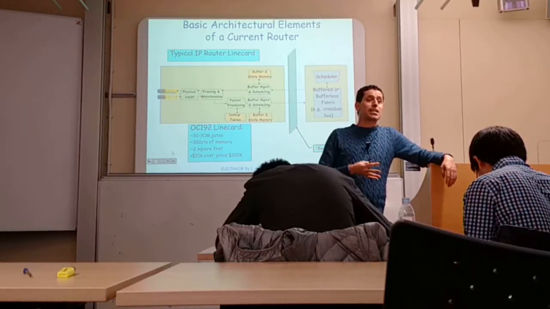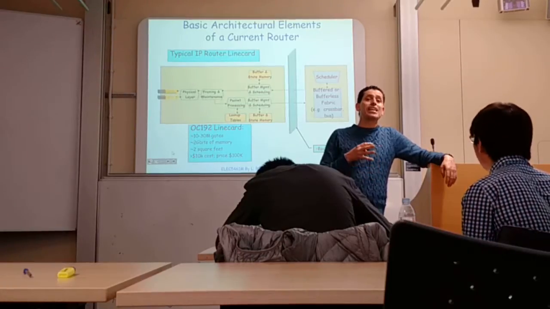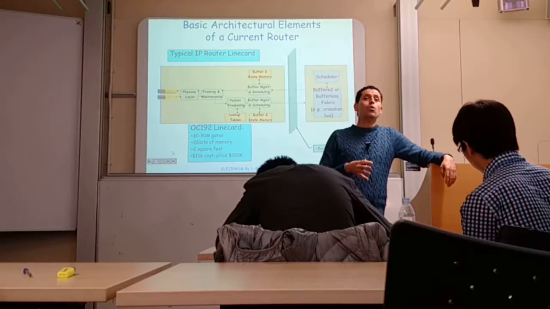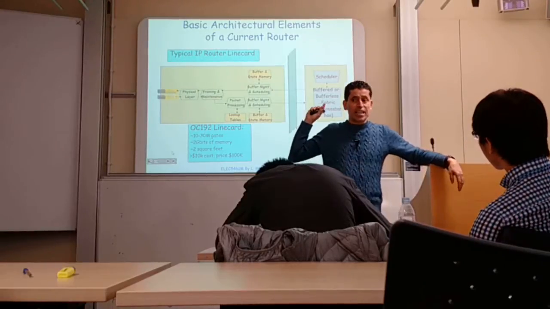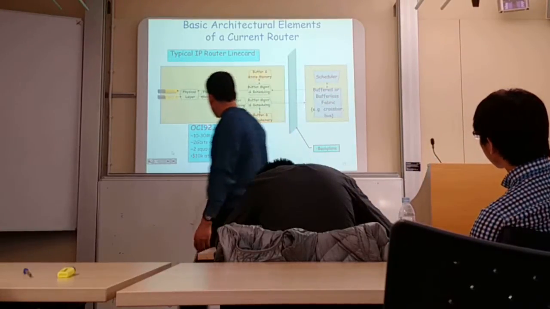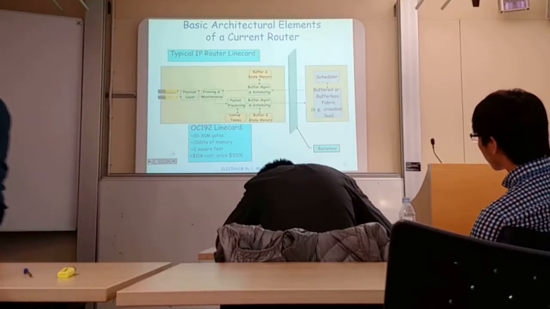And when the buffer happens at the input, the memory does not need to be running very fast. It runs only at the right speed. We'll see details of that. What you are seeing now is an example of a real line card that is an input queued line card.